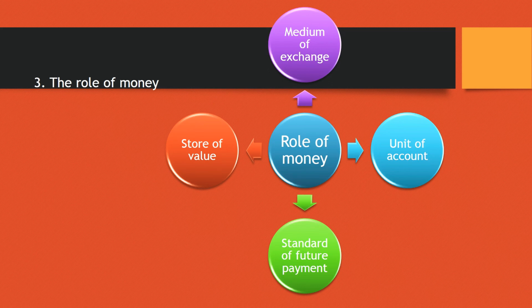The role of money. 1. Money is a medium of exchange. It makes trade easier because goods and services can be exchanged for money. 2. Money is a unit of account. It makes it easier to compare the value of one item with that of another. 3. Money is a store of value. Money can be saved for future use because its value stays more or less the same over a long period of time. 4. Money is a standard of future payment because people can buy on credit and settle the account in future.